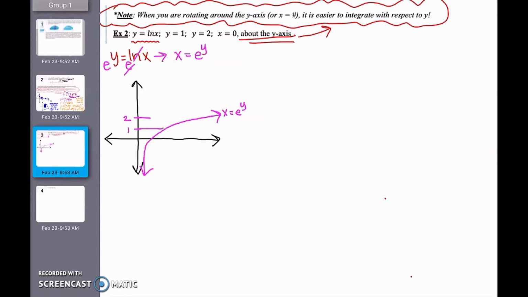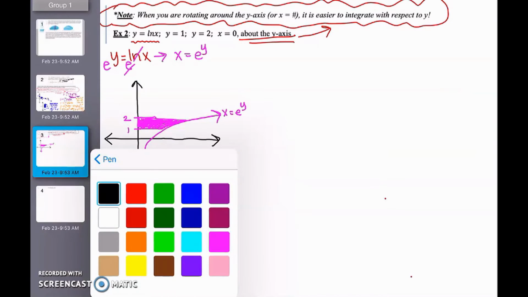So if I draw those in and shade that in, that's the shape I'm going to be rotating around my y-axis. It almost looks trapezoidal in a way, but it's got that little curve on the edge from my logarithmic function. Okay, so that is what I am going to be rotating. So now let's take a look at the rotational solid that is produced when I do that.